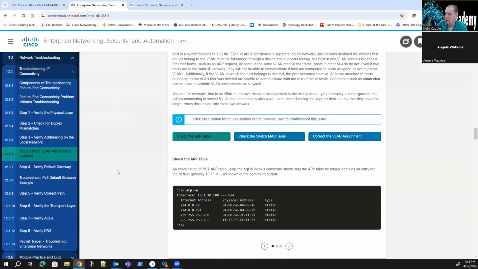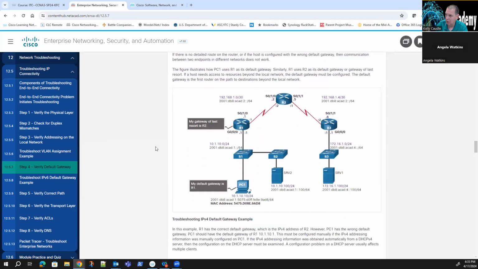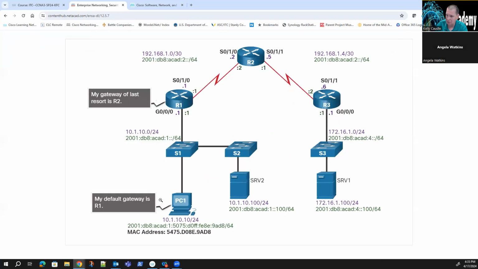Right? VLAN assignments, those types of things, default gateway. 99% of the time when there's default gateway problems, you fat fingered it in the DHCP server settings, or you fat fingered it when you put it onto the physical machine itself. So instead of putting 10.1.10.1, you may actually put 10.1.100.1, and that's not the correct gateway for the network that you're on.